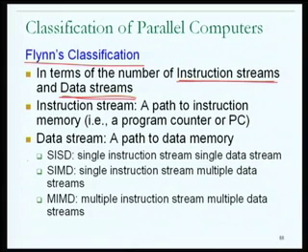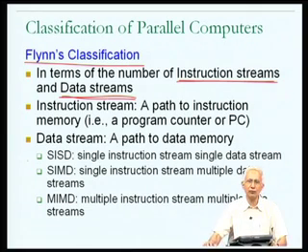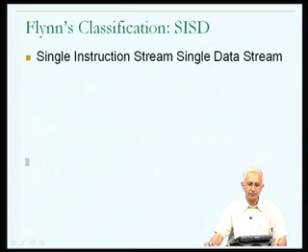Let's just look at each of these to get a better understanding, so that in effect the objective of a classification is that if we come across a new instance, a new parallel computer, by understanding the classification we will be able to place the new computer into the classification, into our realm of understanding of the space of parallel computers. So let's start by trying to understand what it means to be a single instruction stream, single data stream.